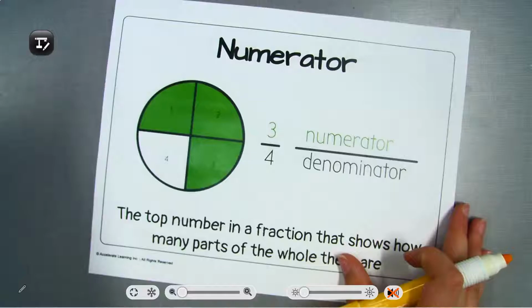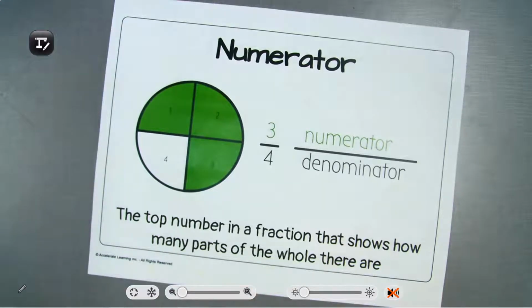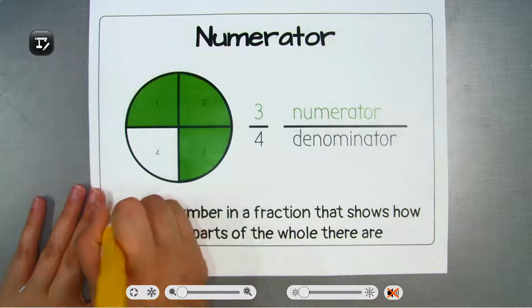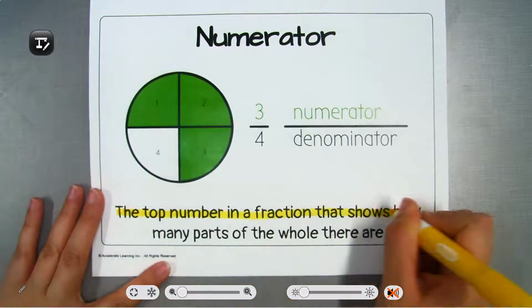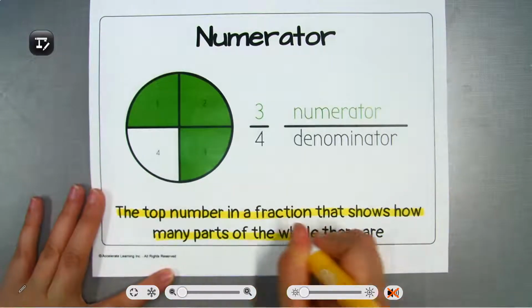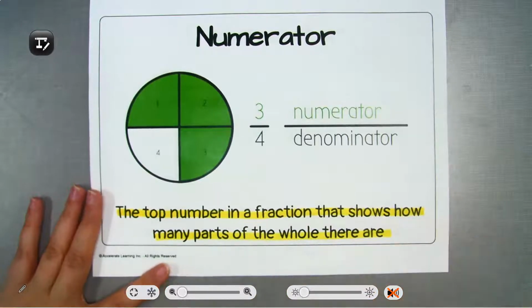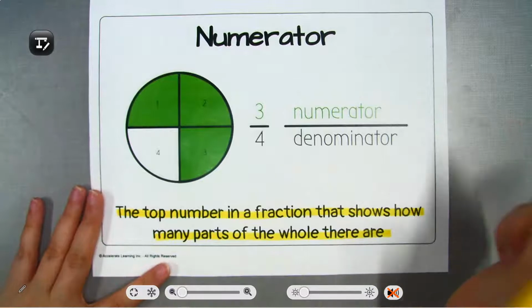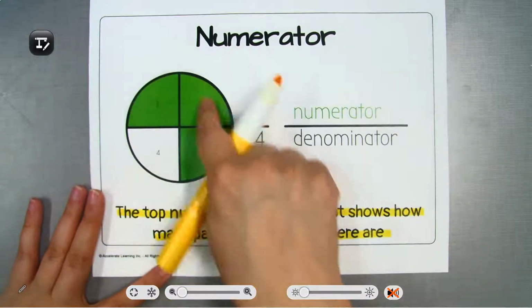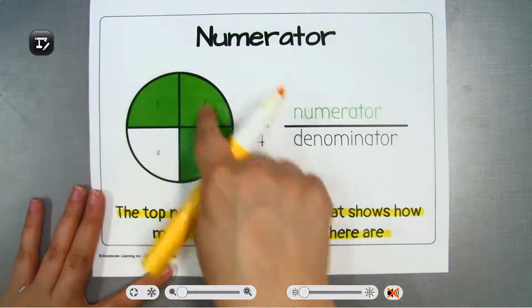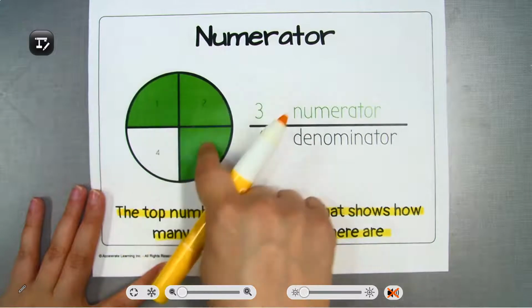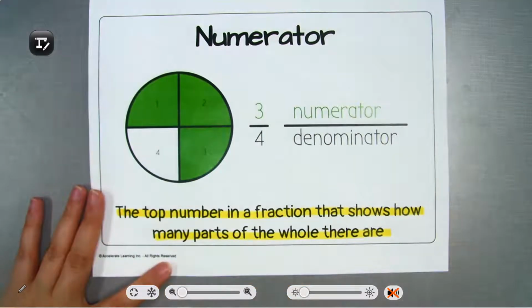Also, we have talked about numerator before. The numerator is the top number in a fraction that shows how many parts of the whole there are. So our numerator is telling us how many parts we've shaded, or how many parts we picked, or how many parts they ate. So how many parts of the whole there are. Okay, so there are 3 parts.